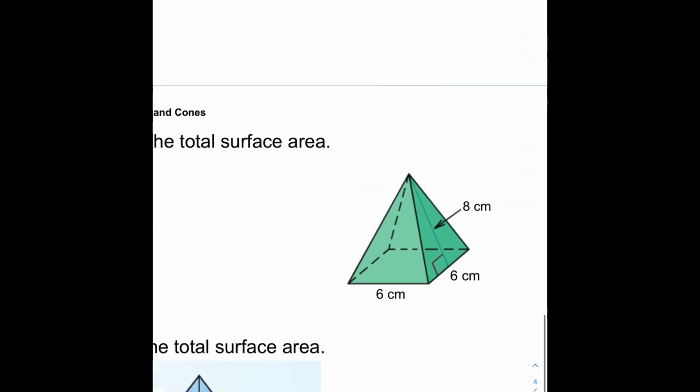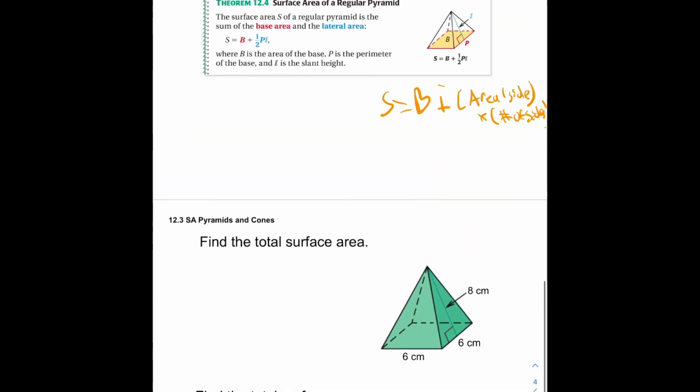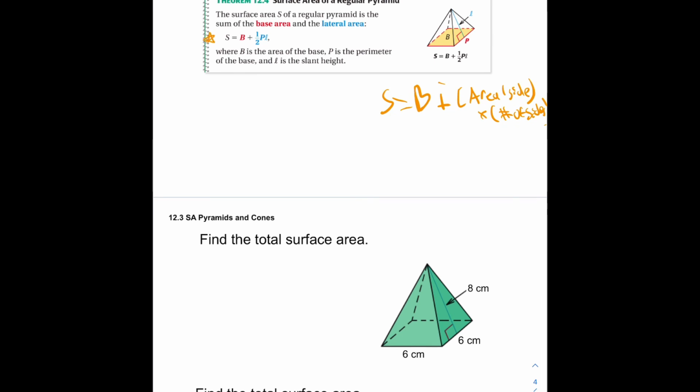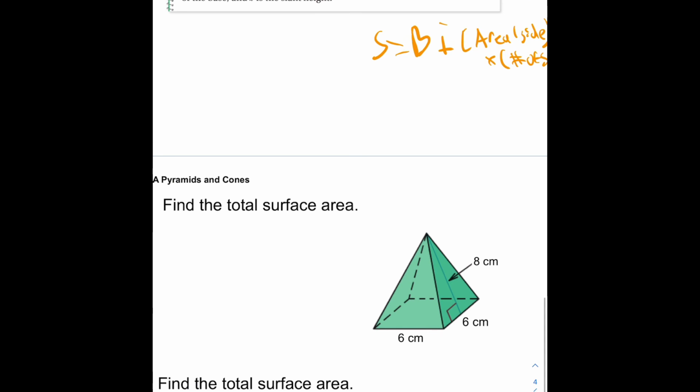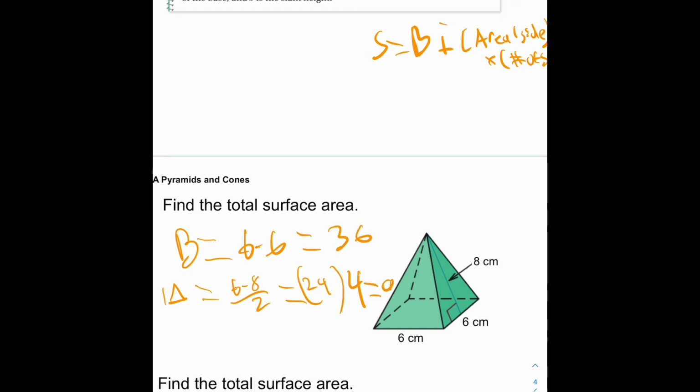So let's take a look and dig into that. So again, you should decide if you want to use the base or if you want to use the perimeter. I'm going to find the area of the base, which is just going to be 6 times 6. I'm going to find the area of one triangle, which is going to be 6 times 8 divided by 2. Which is going to give me 6, 12, 18, 24. And then because I have 4 sides, I'm going to multiply that by 4. So 24 times 4 is 96. So 36 plus 96 gives me an answer of 132 centimeters.